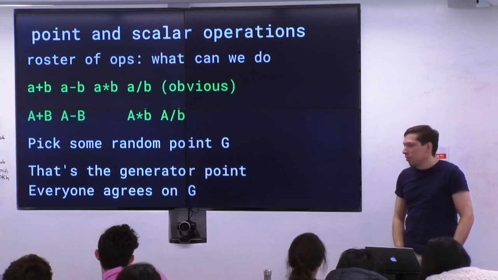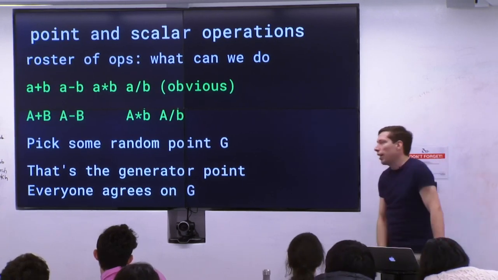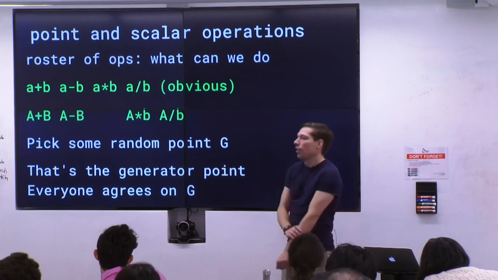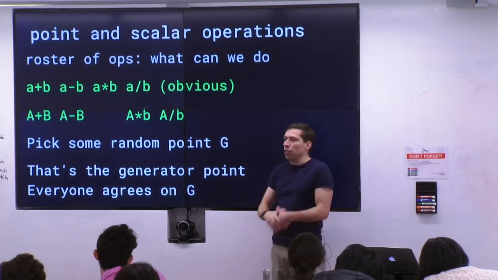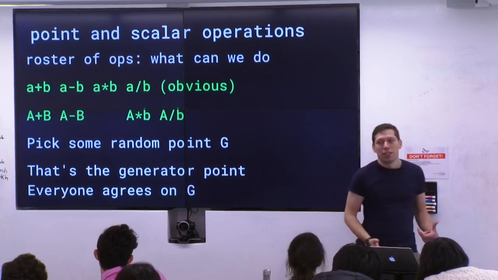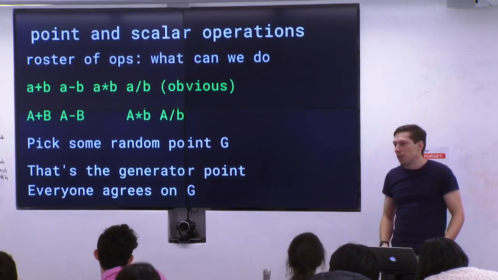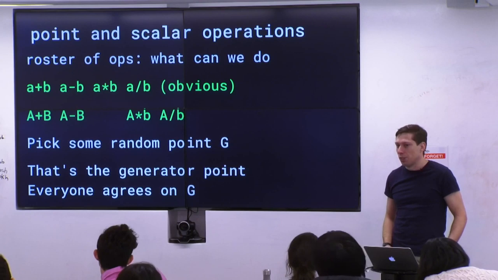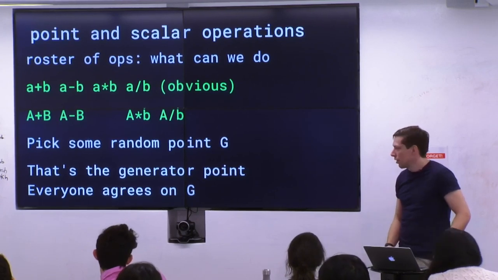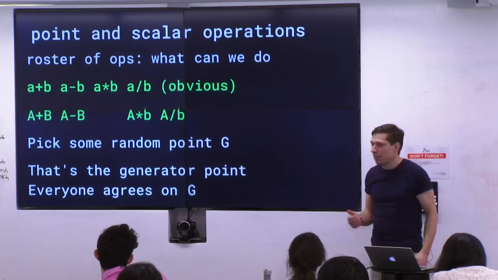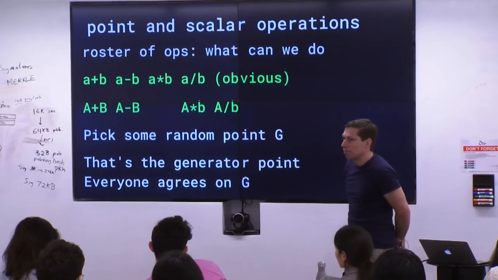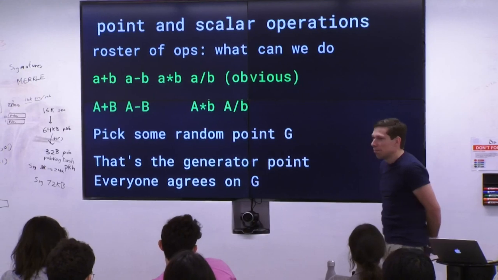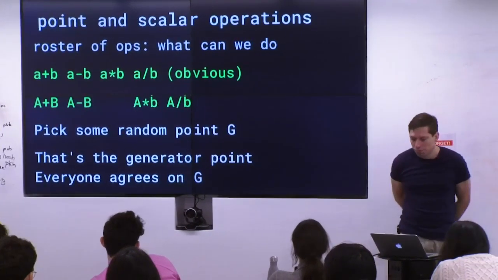Okay, so does anyone have an idea how we would make some cool one-way function given these operations and the fact that we have an agreed upon point? It's not super obvious, but it's actually fairly straightforward once you see it. Any ideas? Yeah. So you take your point g and you multiply it by some scalar, and you publish whatever that point is, but you don't reveal what the scalar is.